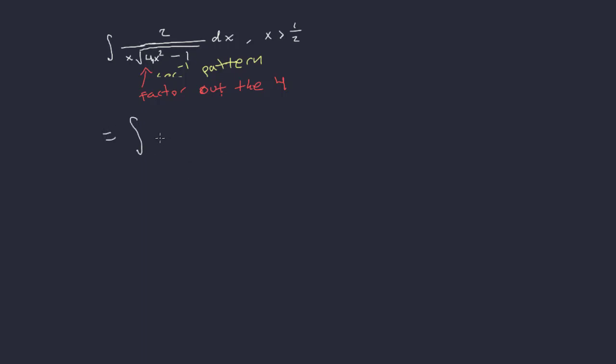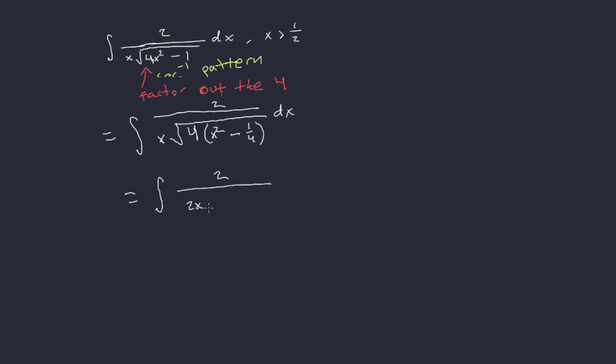I'll do it inside the square root for right now. When we factor out the 4 here, we'll be left with an x squared. And when we factor a 4 out of 1, remember we divide by it, just like we did before. This is kind of messy, but we want to focus on this. The square root of 4 is 2, so we can take a 2 out of this and get in the denominator 2x, then the square root of x squared minus 1/4.